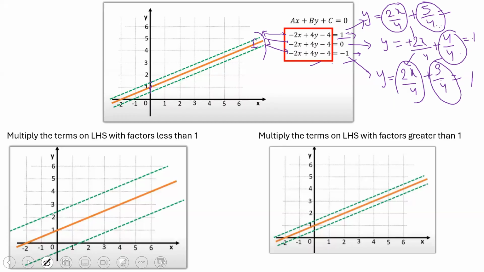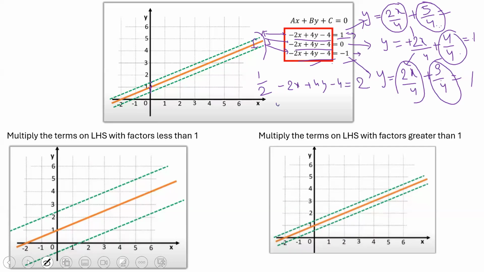Now let's see what happens if we multiply everything with a factor less than 1, say 1 by 2. What happens? The intercepts will change, right? The slopes will always remain the same. Let's suppose I multiply all these equations with 1 by 2. Then this becomes minus 2x plus 4y minus 4 is equal to 2, right?